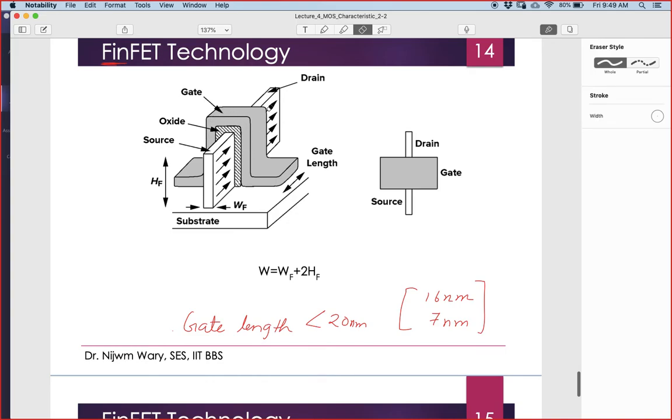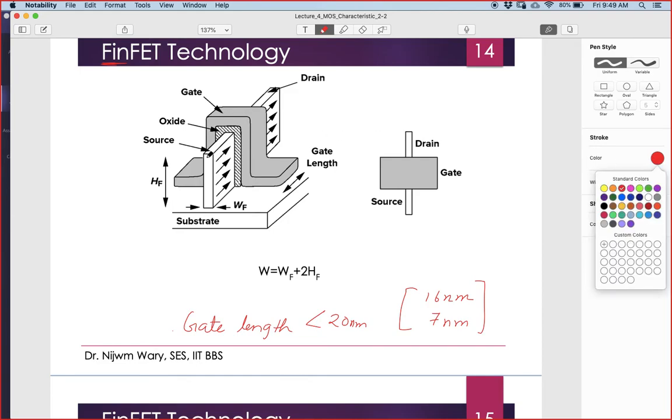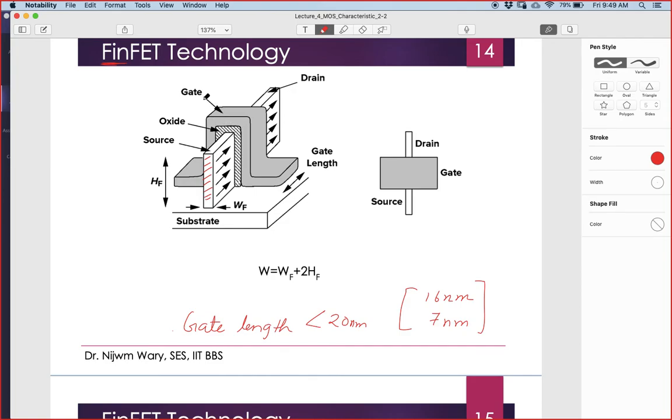gate over the channel. So you see, this is the source portion, and this is the drain. The current is flowing in this direction, the channel is formed in this direction, and they have tried to wrap around the gate, right? If you see here, the channel is formed beneath this kind of rectangle. So we can say that the gate has more hold on the channel.